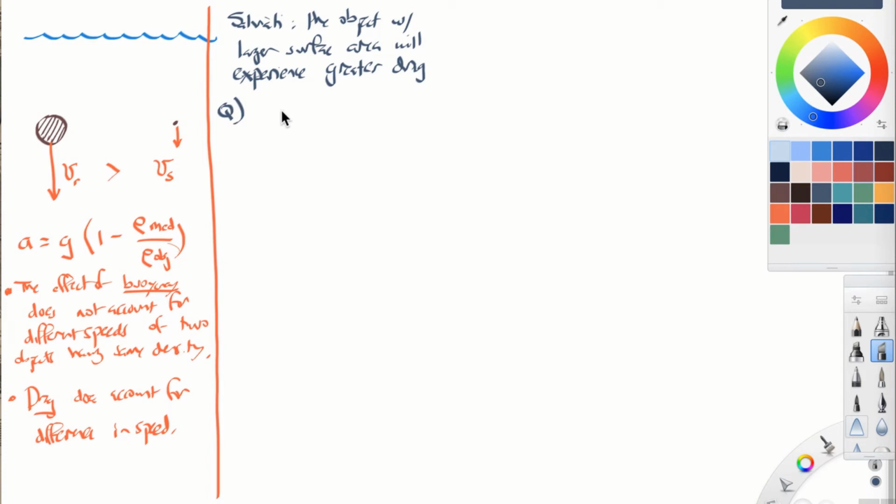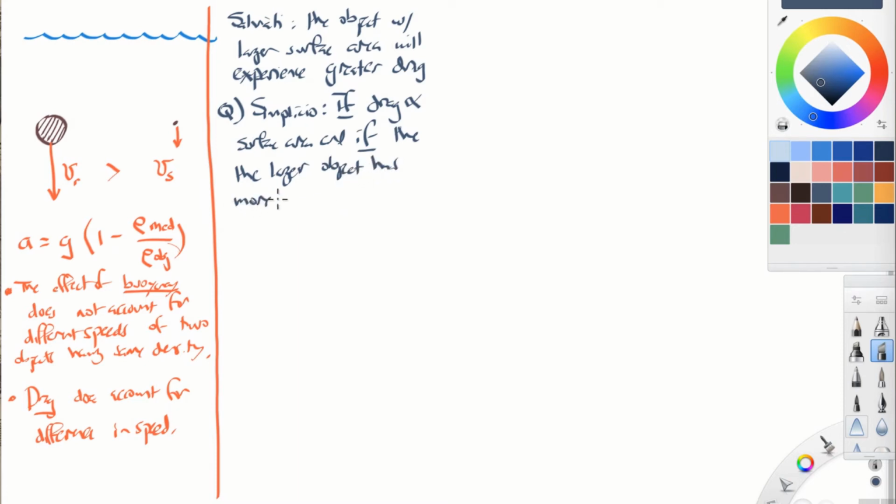So what is the question that arises now? Simplicio says, wait a minute. If, as you're saying, the one with a larger surface area experiences more drag, and the larger object obviously has larger surface area, shouldn't the larger object experience more drag and hence fall more slowly? If drag is proportional to surface area, and if the larger object has more surface area, SA, then it should fall more slowly, which it does not.